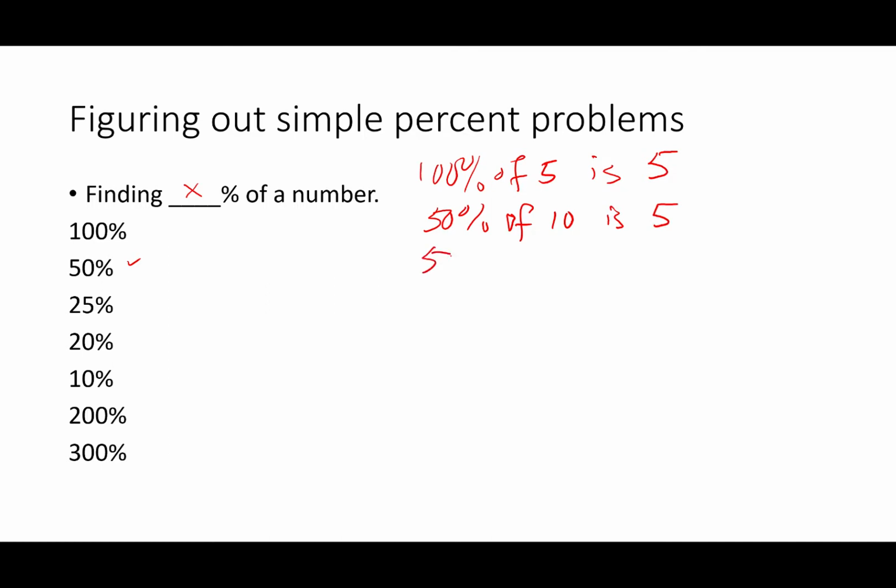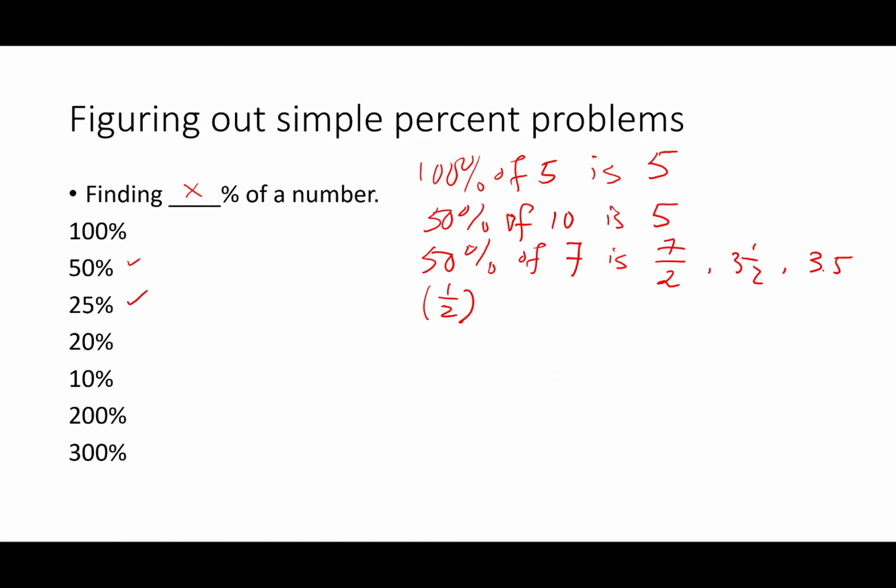So 50% of another number, let's say of 7. Okay. So this will be 7 divided by 2. Okay. Now 50% is equivalent to 1 over 2, isn't it? Right? So therefore 7 divided by 2, which is 1 over 2, or 3.5.